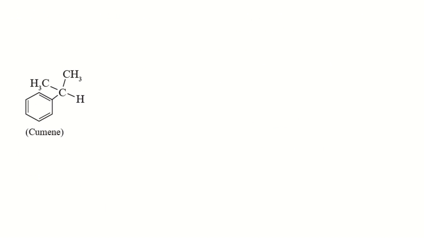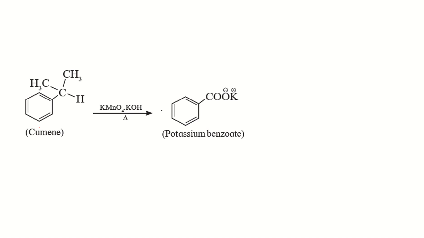Let's see the next slide. Cumene. See here, the carbon having two methyl groups and one hydrogen atom, and the other side of the carbon having the benzene, that is cumene. When this cumene is again treated with potassium permanganate with potassium hydroxide, the result is potassium benzoate. See, KMnO4 acts as a strong oxidizing agent.